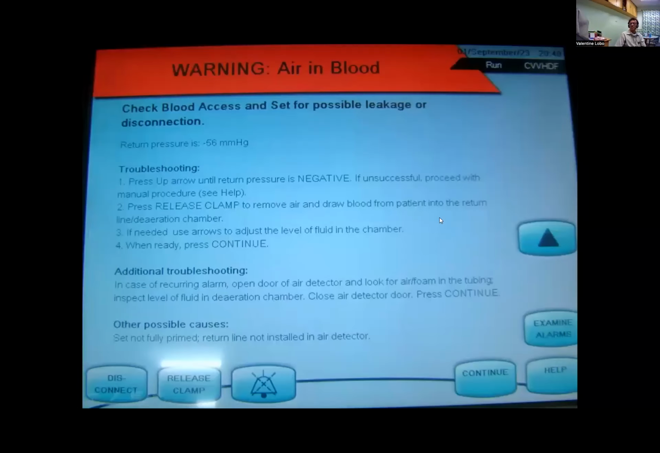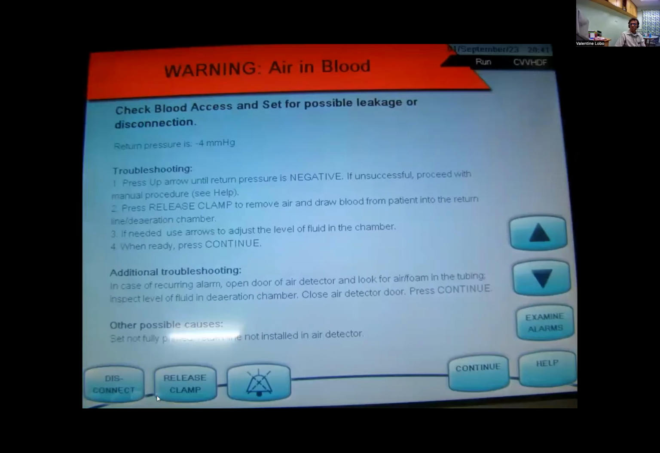What do we do in such a situation? Create a negative pressure using this up arrow on the right hand side of the screen to make the pressure in the venous bubble chamber, in the return chamber, negative. When this is made negative enough, the button at the bottom of the screen saying release clamp gets highlighted. So in this situation, we press the release clamp button and the machine will draw up blood from the return line until the air is removed from the return chamber.